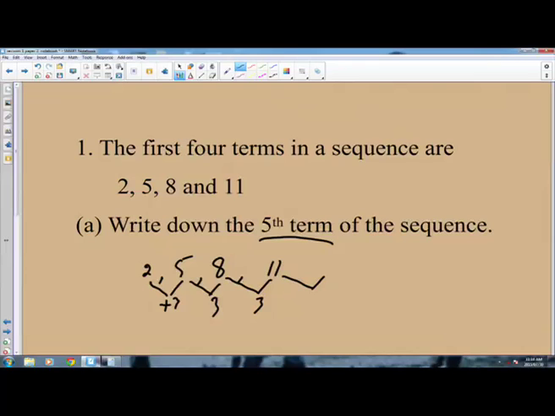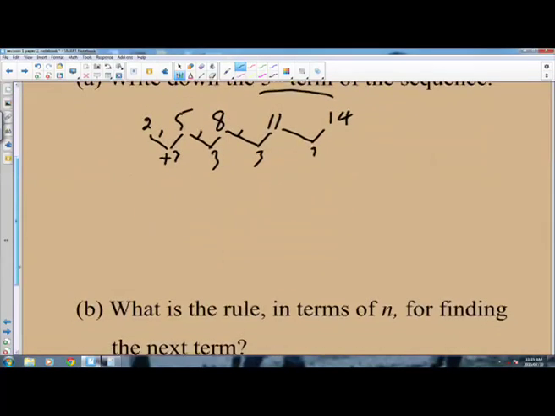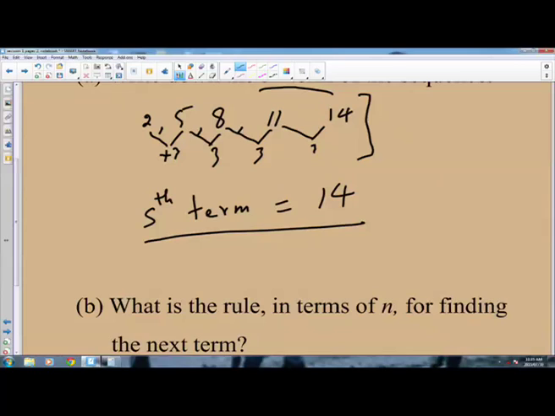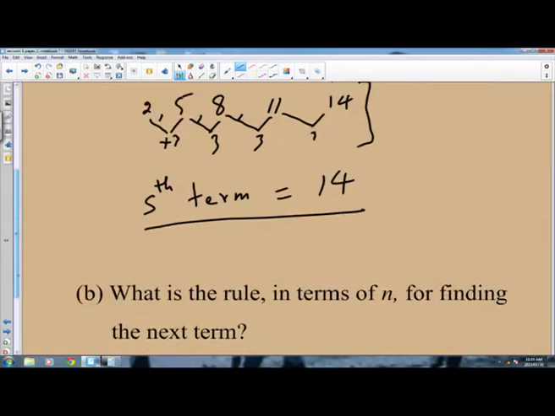And then what is 11 plus 3? It's 14. So the 5th term is equals to 14. Remember to answer the question. It says write down the 5th term. So the 5th term is equals to 14. After working out here, you need to indicate that your answer, the 5th term, is equals to 14. Right. Let us look at the next question.